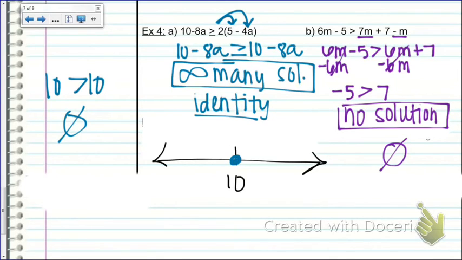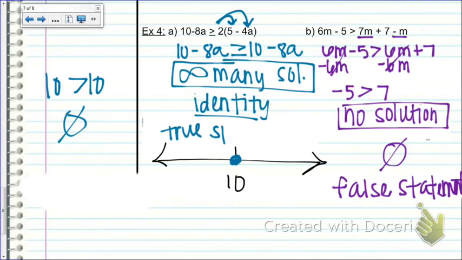Okay, so let's actually write that in our notes. So the infinite or no solution is a false statement. False statement. Infinitely many or identity would be a true statement. Okay. Always. So if your variables end up canceling out and it is a true statement, infinitely many solutions. If the variables cancel out and it's a false statement, no solution. And that's true for equations as well. Okay? Last problem.